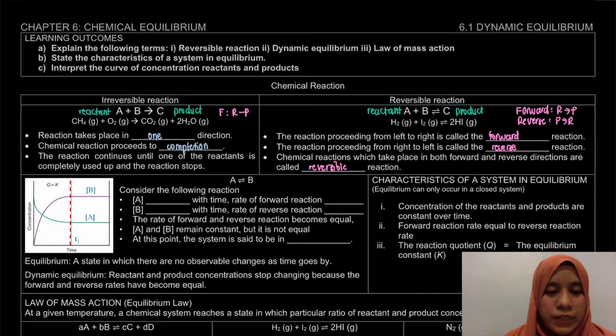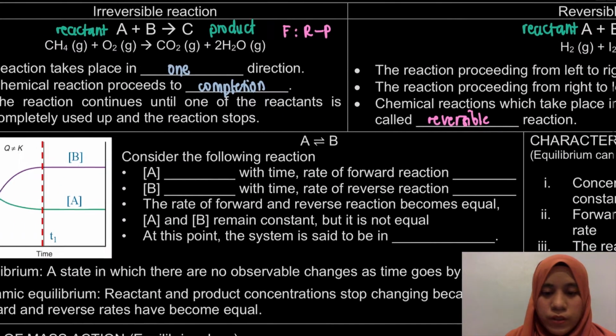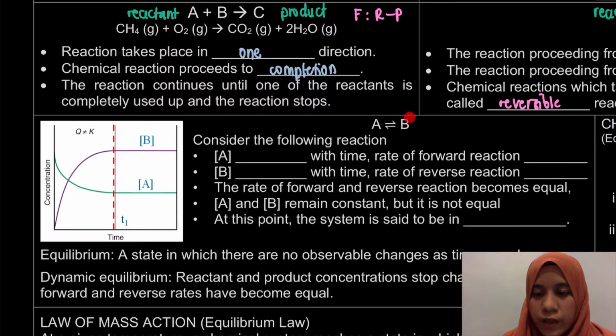Okay, now we're going to interpret the curve. So for a given reaction, we have A equilibrium B. So again, A is actually our reactant, and B is the product. Okay, so consider the following reaction.